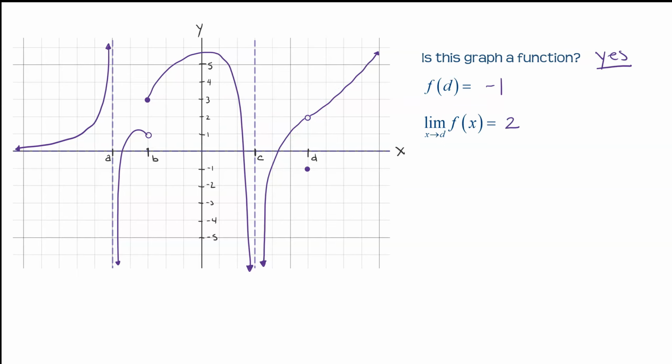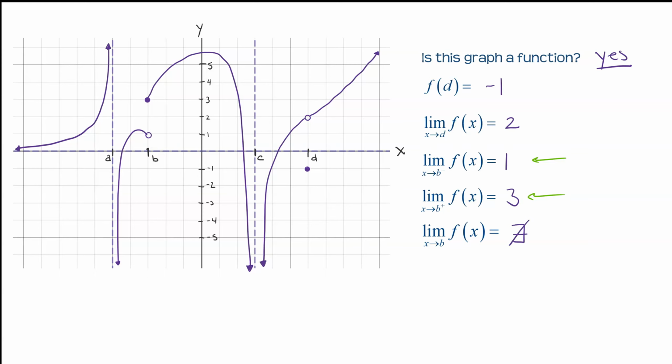Next, I want to know what's the limit of the function as x approaches b from the left. Finding b on the graph and approaching the x value of b from the left-hand side, I see that my y value is 1. Now what's the limit of the function as x approaches b from the right? Looking at the graph, finding b, approaching the x value of b from the right-hand side, we see that the y value is 3. So now what's the limit of the function as x approaches b? Hopefully you see pretty easily that because the value from the left and the value from the right do not match, the limit does not exist.